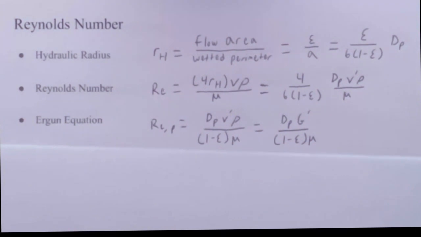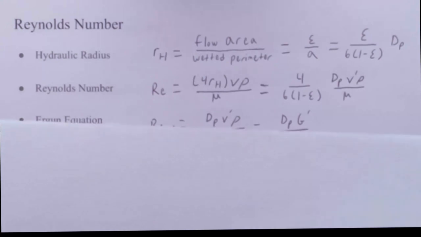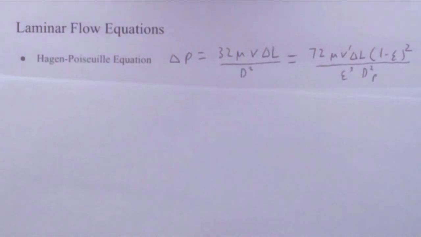For low Reynolds numbers, we can describe the laminar flow pressure drop using the Hagen-Poiseuille equation for laminar flow. We have the pressure drop with a coefficient of 32 over the characteristic length squared, and when we substitute in the hydraulic radius times 4 for the characteristic length, as well as terms for superficial velocity, we find a new coefficient of 72.